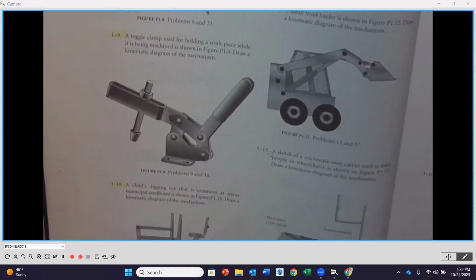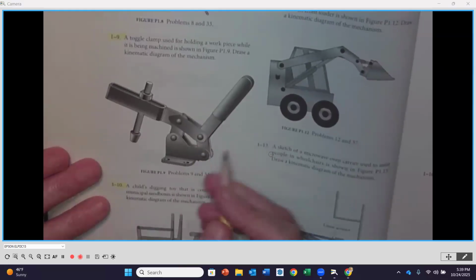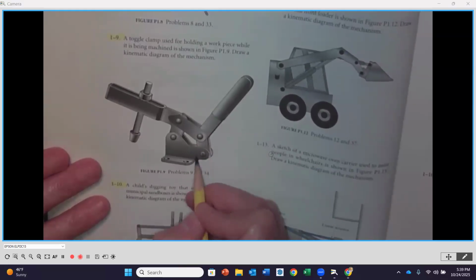But in actual operation, we're going to notice that this handle right here pivots around this fixed point down here, which is going to be a frame member, okay?